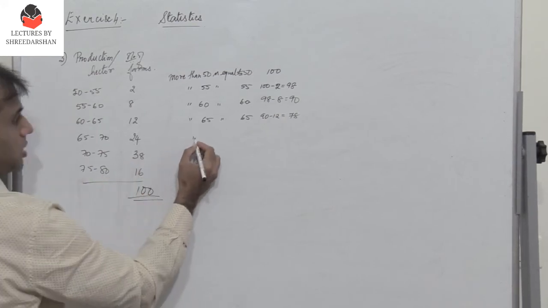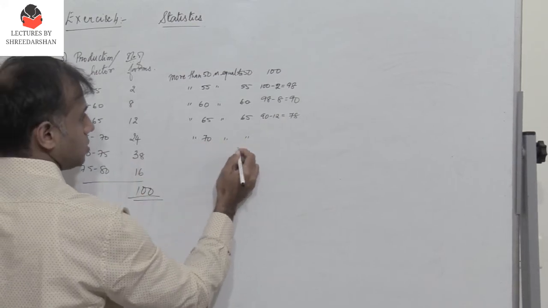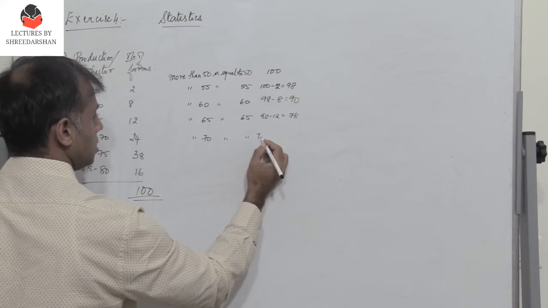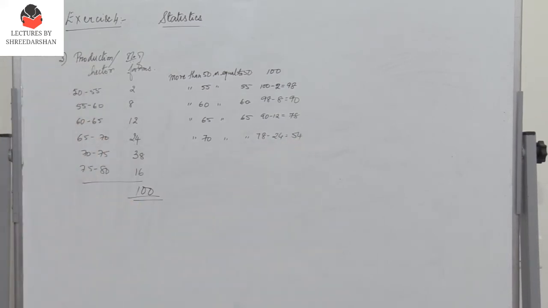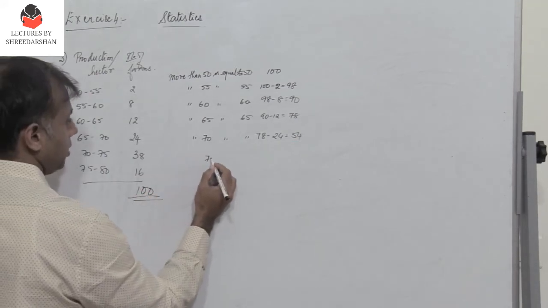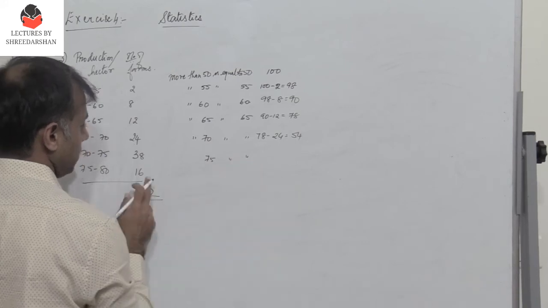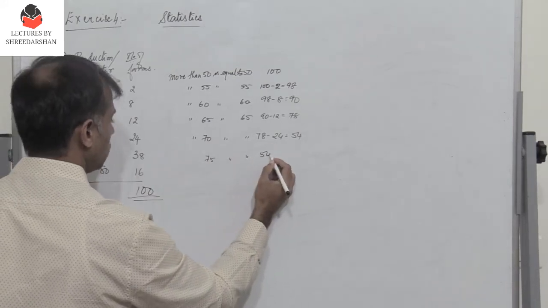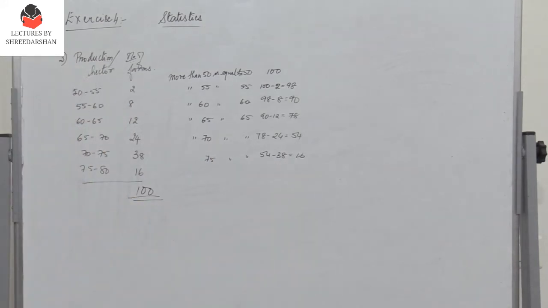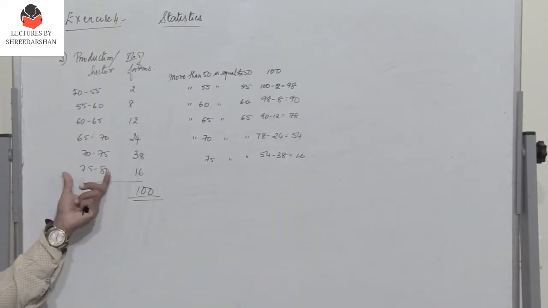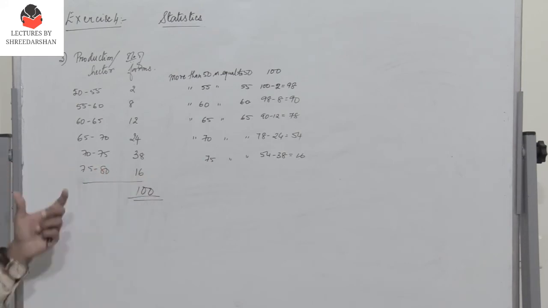So what about the next one? More than or equal to 70. So 78 minus 24. So I get 54. Next, more than or equal to 75. So I have to do 54 minus 38, wherein I am left with 16. Okay, so more than or equal to 75 would be 16 itself. So I have converted the entire distribution to more than or equal to type.